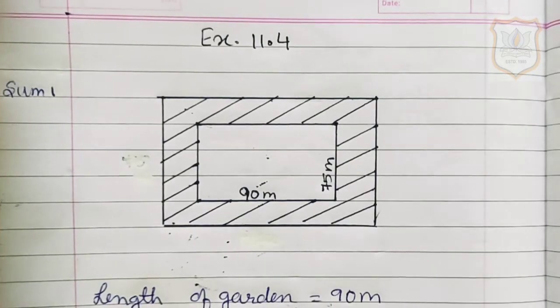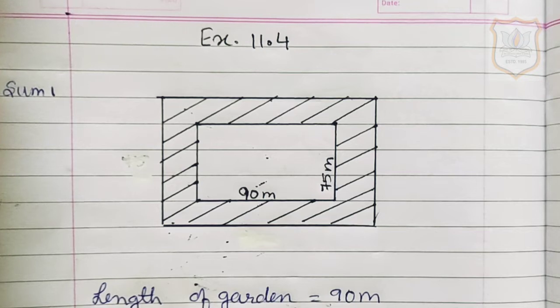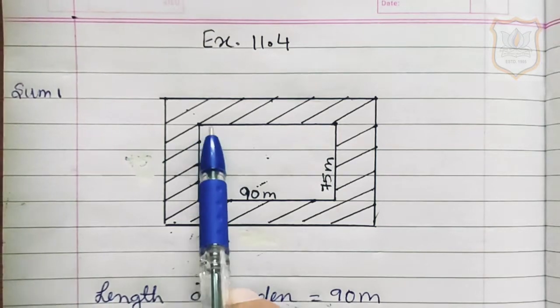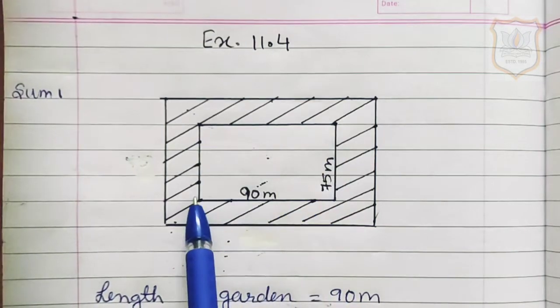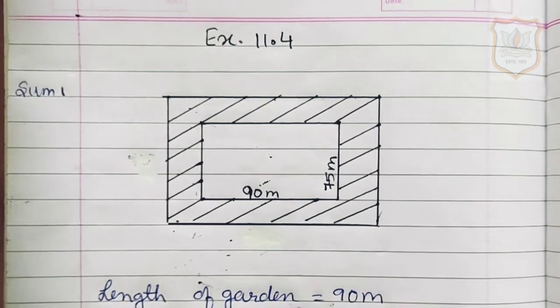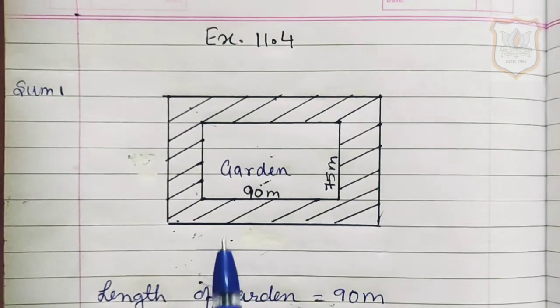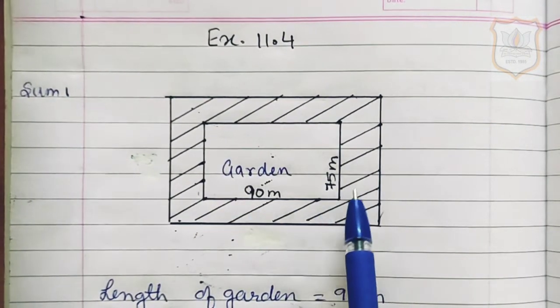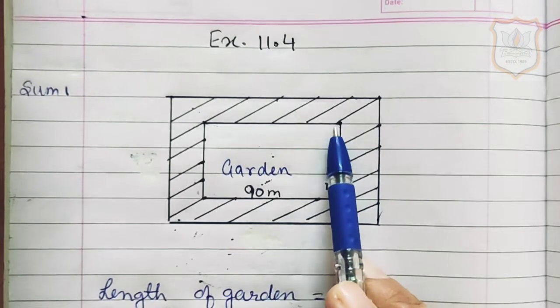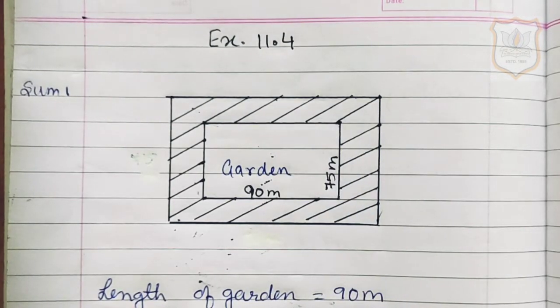Now students, let us solve sum number 1 of exercise 11.4. Before solving the sum, first we will understand what is given in the question. A garden is 90 meter long and 75 meter broad. Here students, this much space is garden whose length is 90 meter and breadth is 75 meter. And a path 5 meter wide is to be built outside and around it.